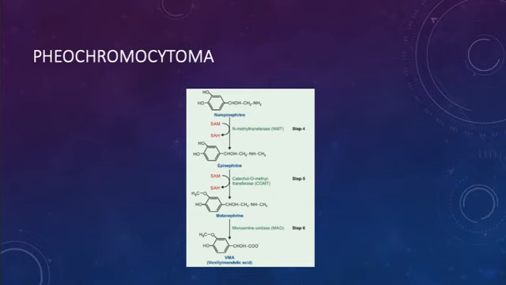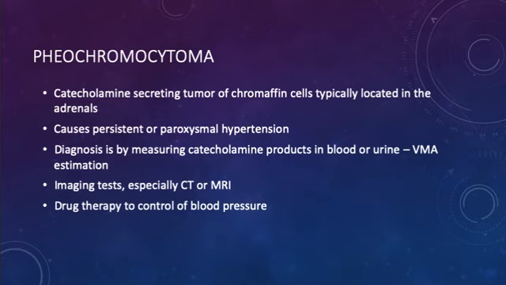So what is pheochromocytoma? We'll just have a look. It is a catecholamine secreting tumor of chromaffin cells, typically located in the adrenals. Okay, it causes persistent or paroxysmal hypertension in the patients. So diagnosis is by measuring the catecholamine products in the blood or in the urine. So VMA is estimated, and then you have certain imaging tests, especially the CT scan or the MRI. And also, whenever there is increased blood sugar and blood pressure, you also have to give drugs to maintain the blood pressure in these patients.